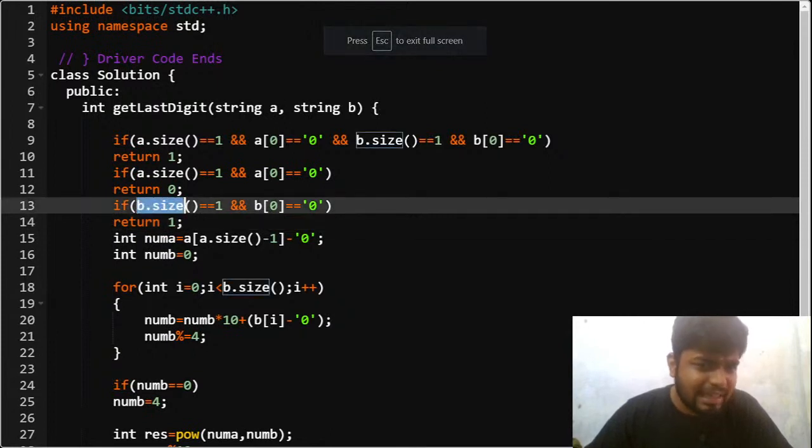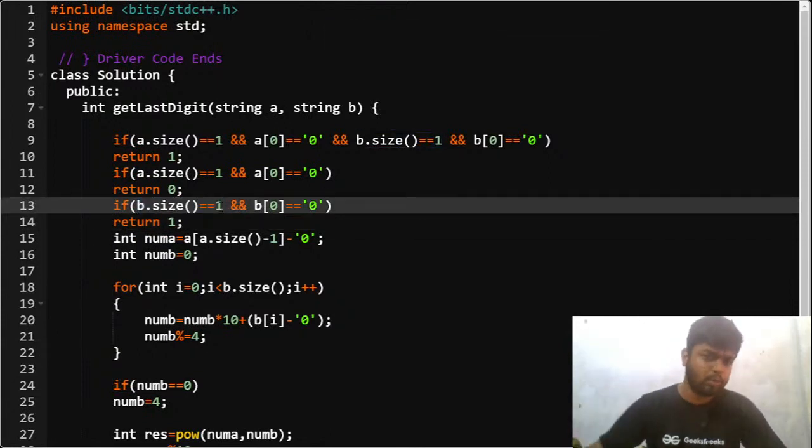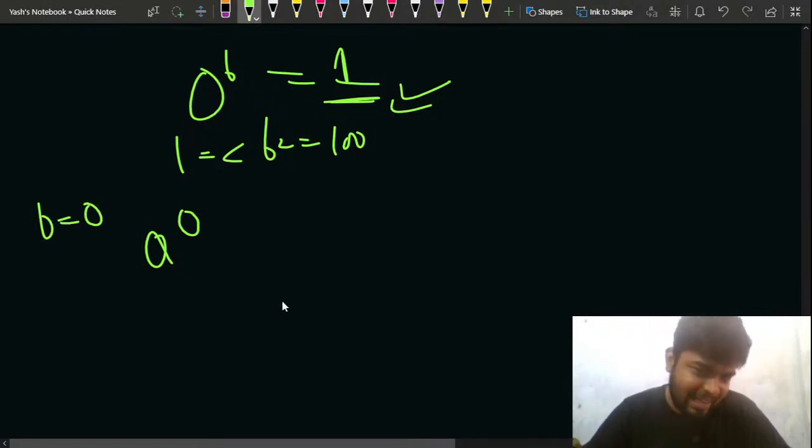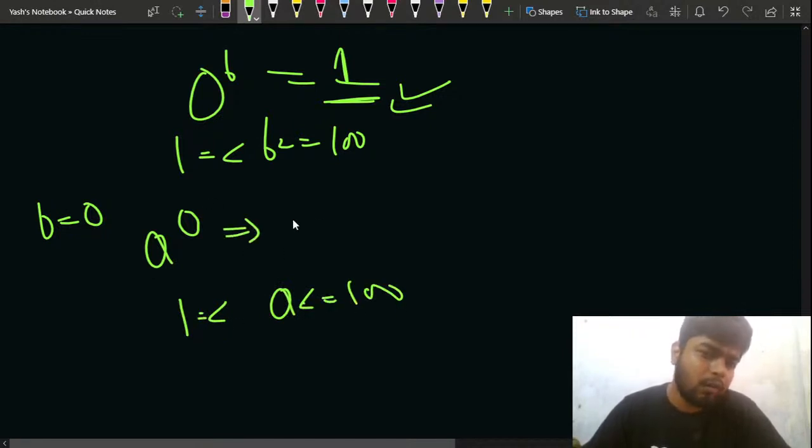If my b dot size is 1, and the power that I am going to do is 0, then in that case also I will be returning 1. Why? Because if b is 0, then a can be any number between 1 to 1000, and the last digit would always come out to be 1.